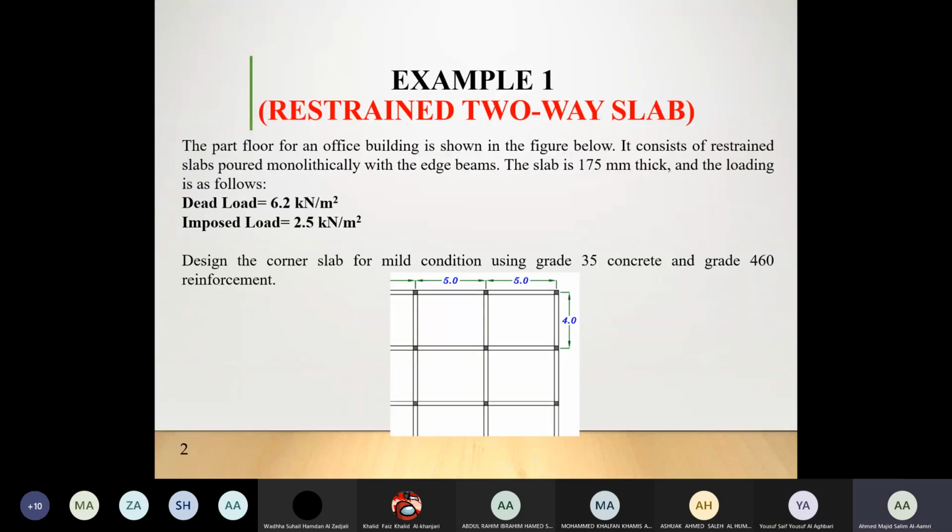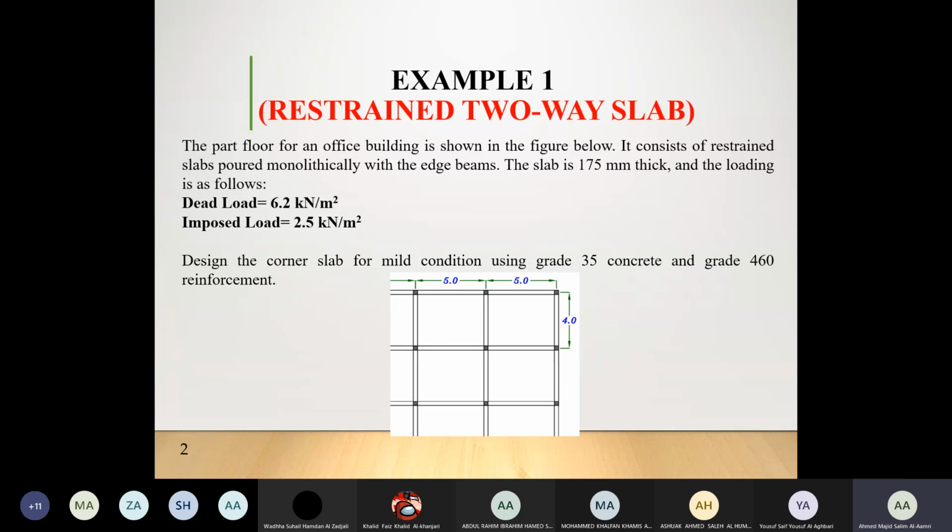So in today's class, we are going to solve this particular problem. Now the problem says we have the part floor of an office building shown in the figure below. So we have a group of offices, and they have asked us to design a certain slab. Once again, the part floor of an office building is shown in the figure below.